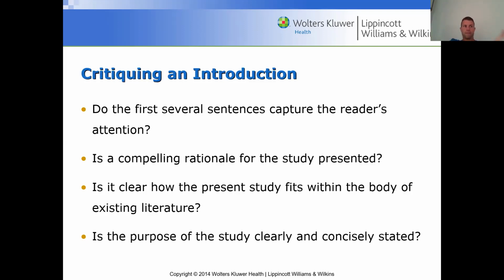Where's it adding into that body of research you just talked about? Okay, and is the purpose of the study clearly and concisely stated? So when you're looking at that particular study, do you know exactly what they did and why they did it? Okay, that's what you want to know.